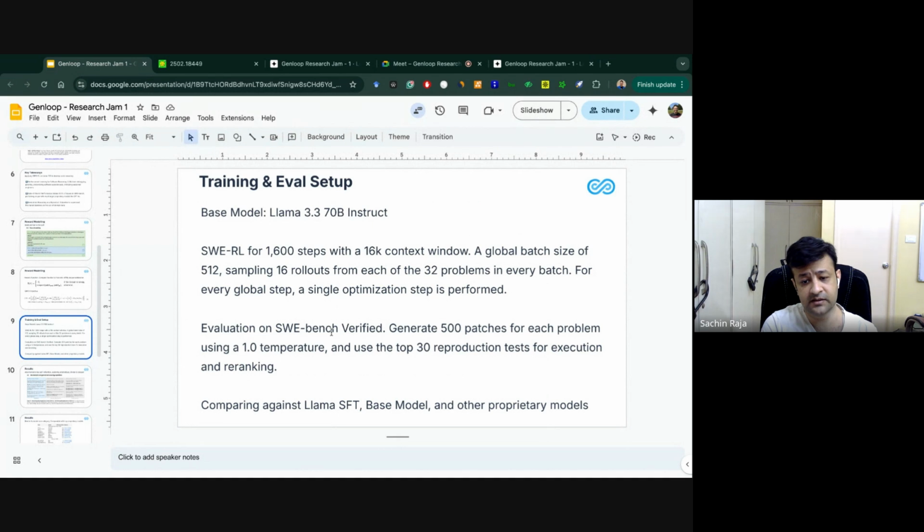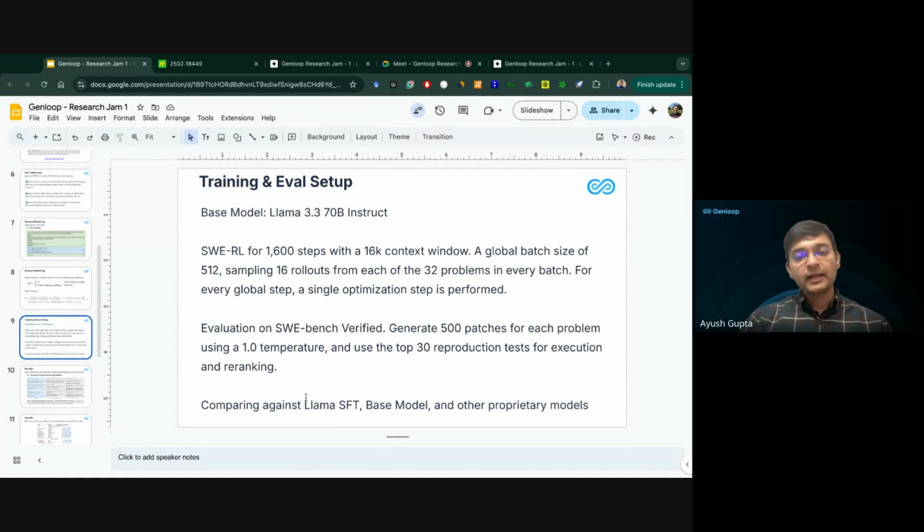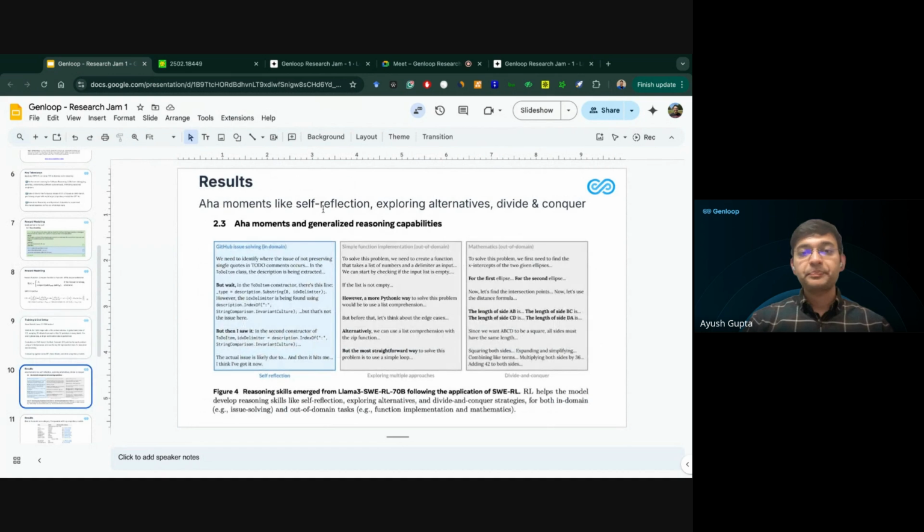Cool. And again, they were also comparing against Llama SFT and a base model and other proprietary models. So that was their training and eval setup. And one of the best parts of the paper is this reflection, like DeepSeek's aha moment.